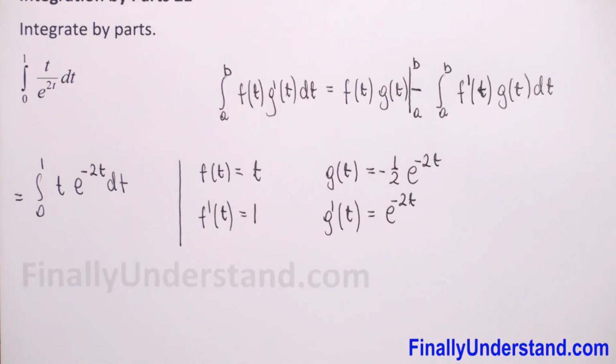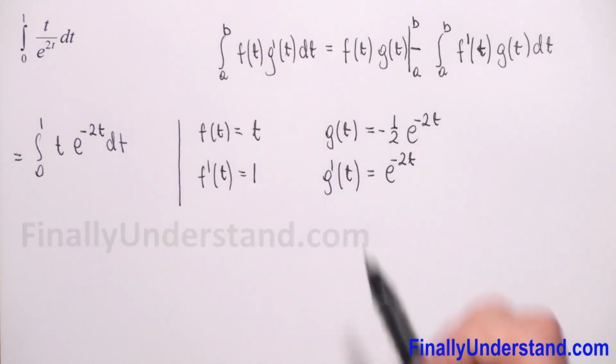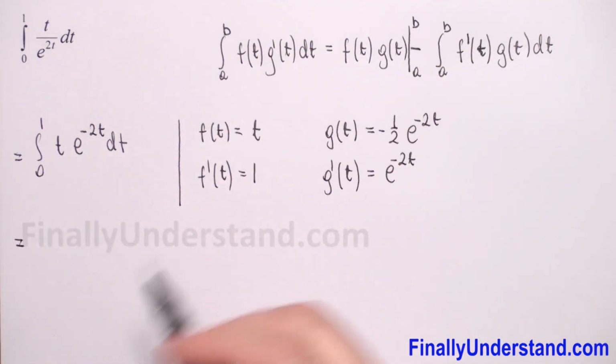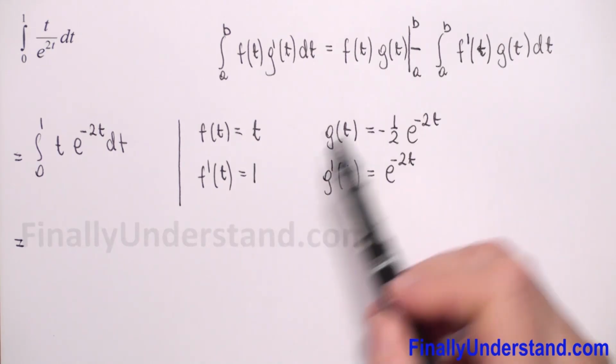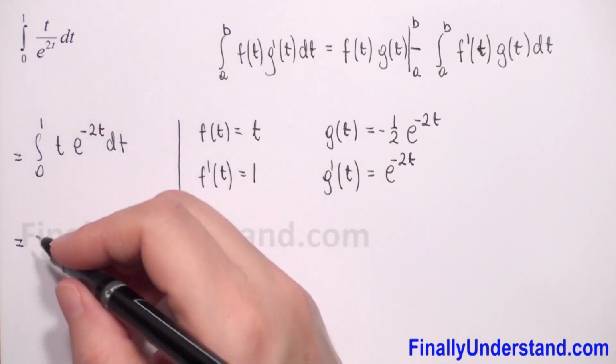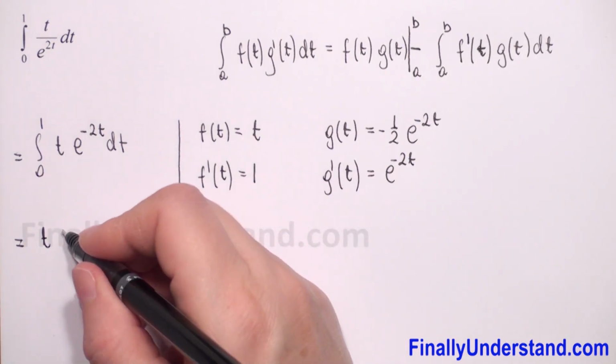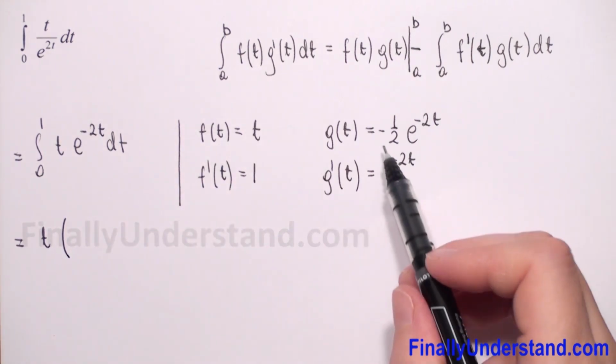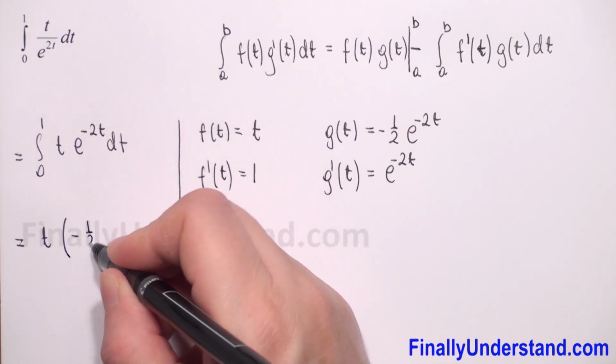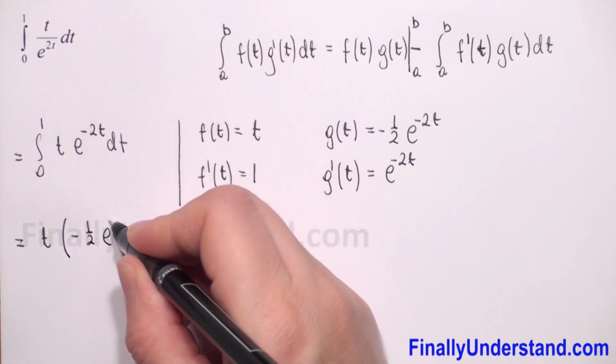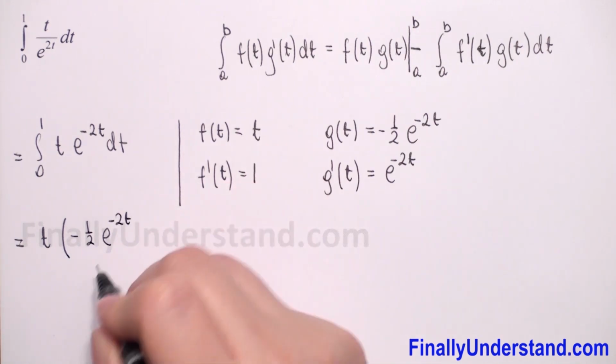So next step, we have to just substitute to our formula. So we have, this is equal f times g, so it will be t times, and in parentheses we will put negative 1/2 e to power negative 2t.